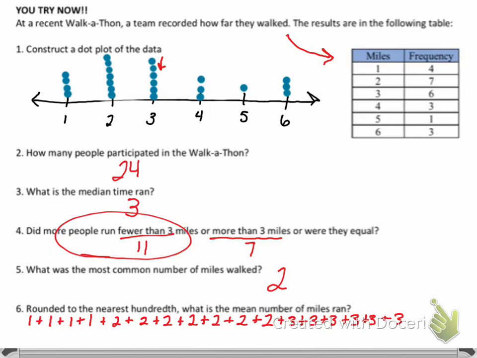And then 3 people did 4. So 1, 2, 3, 4. 1 person did 5 miles, and then there were 3 6-milers. And I would divide that all by 24, and you get approximately 2.96. I don't want to just tell you the answer and not show you how I got that.